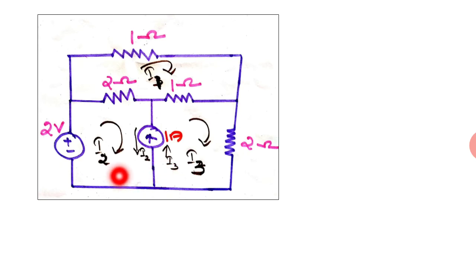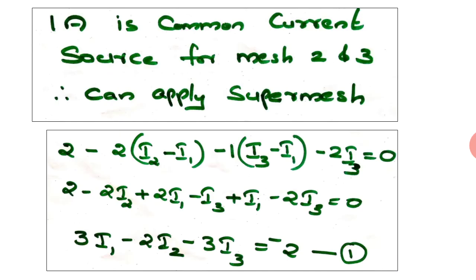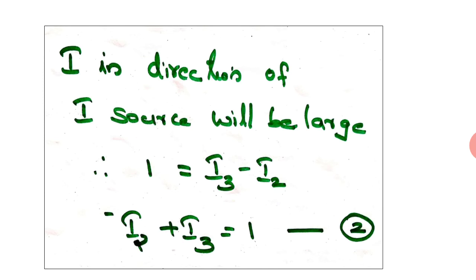Okay, so the first equation is the equation formulated by considering these two meshes as one mesh called a supermesh. The second equation is 1 equal to I3 minus I2. That is equation number 2. 1 equal to I3 minus I2, that is minus I2 plus I3 equal to 1. That is the second equation.